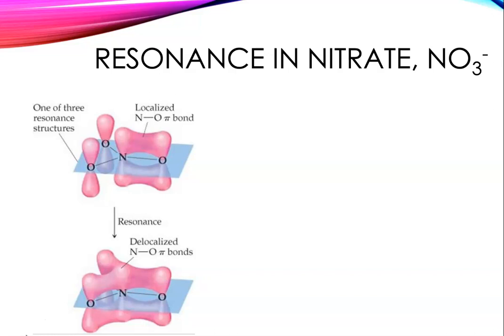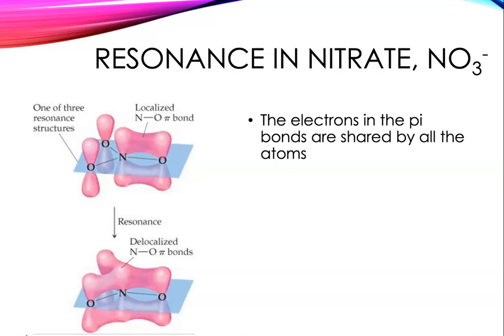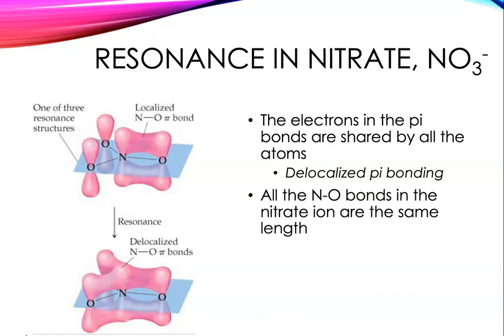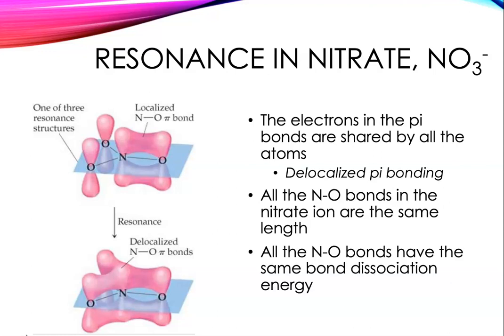Now, again, this isn't something that AP chemistry students would be asked to draw, but just recognizing that this is another, more sophisticated way to describe resonance is really helpful. The electrons in those pi bonds, like I said, are shared by all of the atoms involved in the resonance structure. This delocalized pi bonding makes it more stable, makes it energetically more favorable, lowers the energy of the whole system. And this is why all the NO bonds in the nitrate ion are the same length. This is why all the NO bonds have the same bond dissociation energy. Resonance is delocalized pi bonding, spreading that electron density all around the molecule.